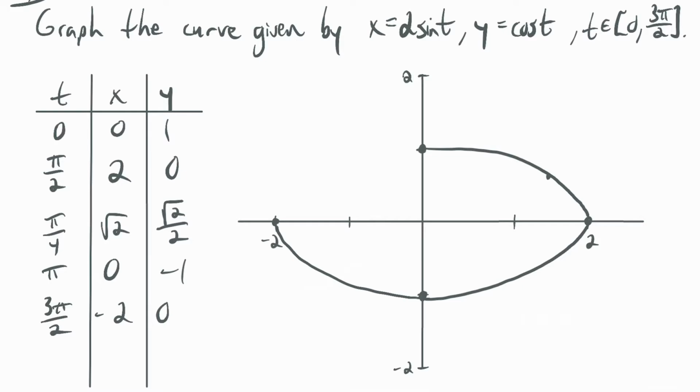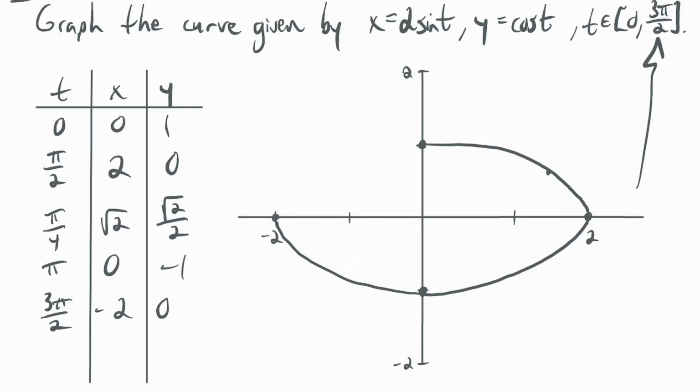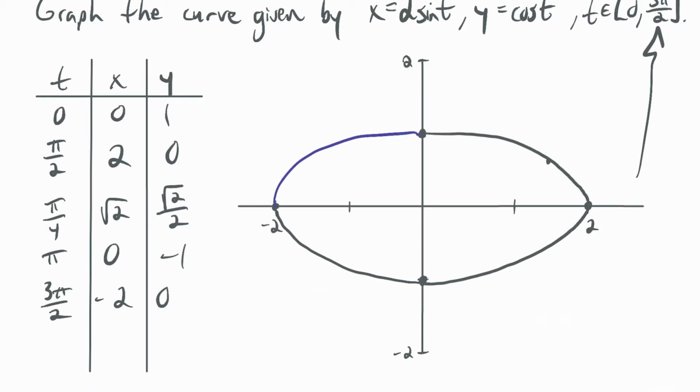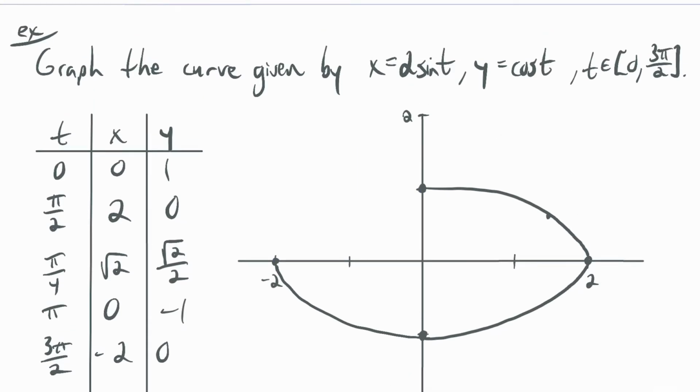So what we're getting is an ellipse. This is not complete because our interval ends at 3 pi over 2. If the interval ended at 2 pi, then this would connect, but it doesn't, so let's leave that off. Let's go look at a better version of this.